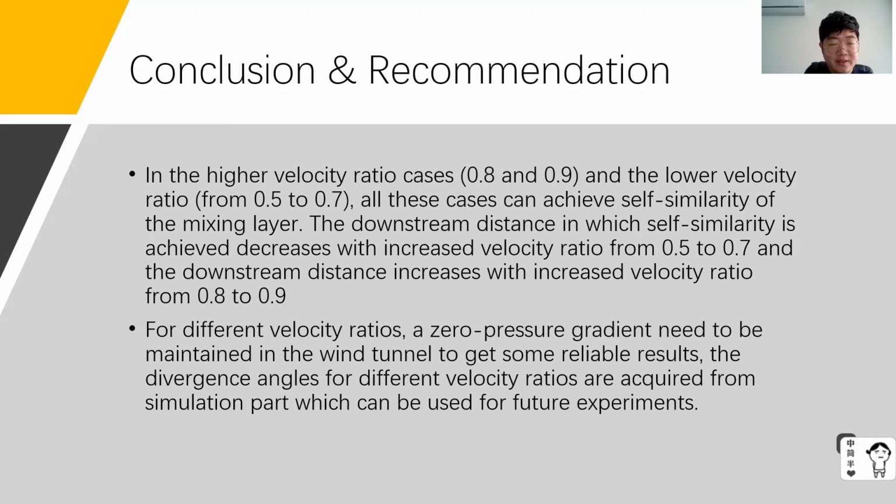For different velocity ratios, a zero pressure gradient needs to be maintained in the wind tunnel to get reliable results. The divergence angles for different velocity ratios are acquired from the simulation part, which can be used for future experiments. That's all.